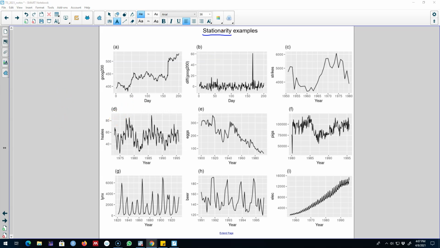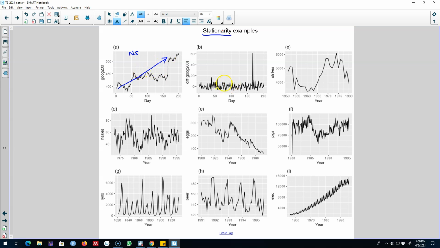Look at the very first example here. This is an example of Google stock prices for the first 200 days. Looking at this data set, we see that there is a clear trend in the series. Which means if we calculate mean and variance in this part of the series, it will be different than the mean and the variance in this part of the series. Specifically, the mean of the series in this part will be much smaller, and the mean in this part will be much larger. Hence, we can conclude that this series is non-stationary because it is showing us a trend.